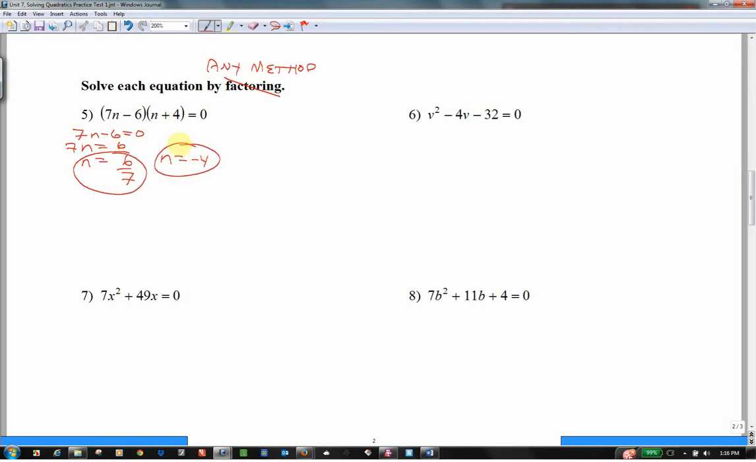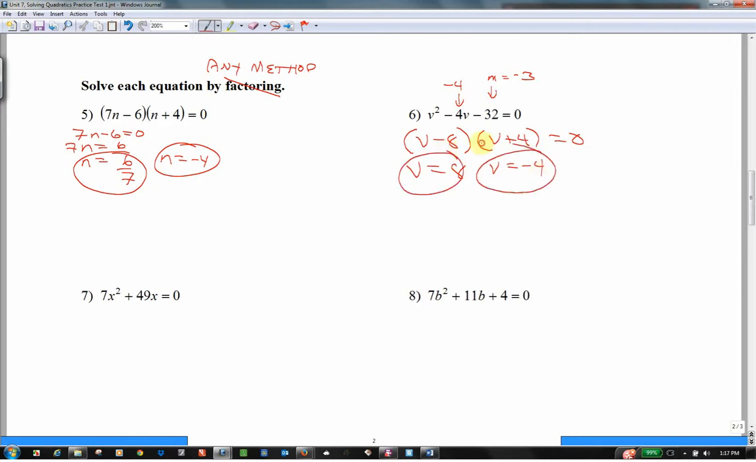Moving over to number 6, you could use the quadratic formula on any of these. You could use completing the square. Most of you would probably choose not to complete the square. You'd probably prefer to use the quadratic formula. But factoring would be quicker if I could factor it. Looking for two numbers that add to a negative 4, multiply to a negative 32. Well, that would be a negative 8 and a positive 4. So factoring this would be the quickest way to find the zeros. v is equal to 8. v is a negative 4.